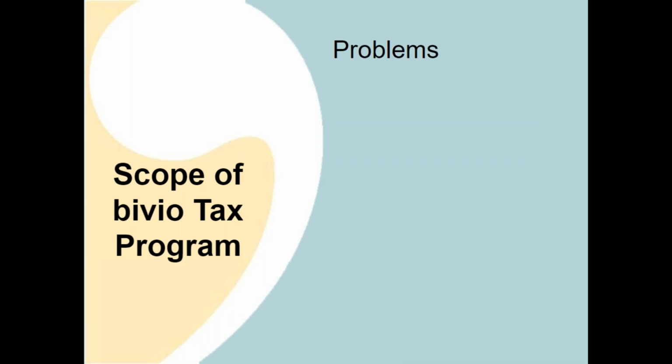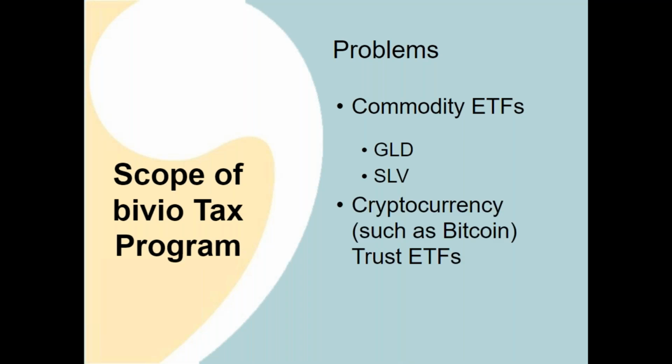Other problem investments include commodity ETFs. All ETFs are not the same. ETFs that hold commodities rather than stock, such as GLD and SLV, bring extra tax issues with them. Addressing them requires many manual calculations for each month you own them. You then need to make many changes to your bivio records and to your tax forms. They are not easy, and they are not made automatically for you. You probably want to stay away from investing in them. You'll have the same issues with Bitcoin and other cryptocurrency trust ETFs.